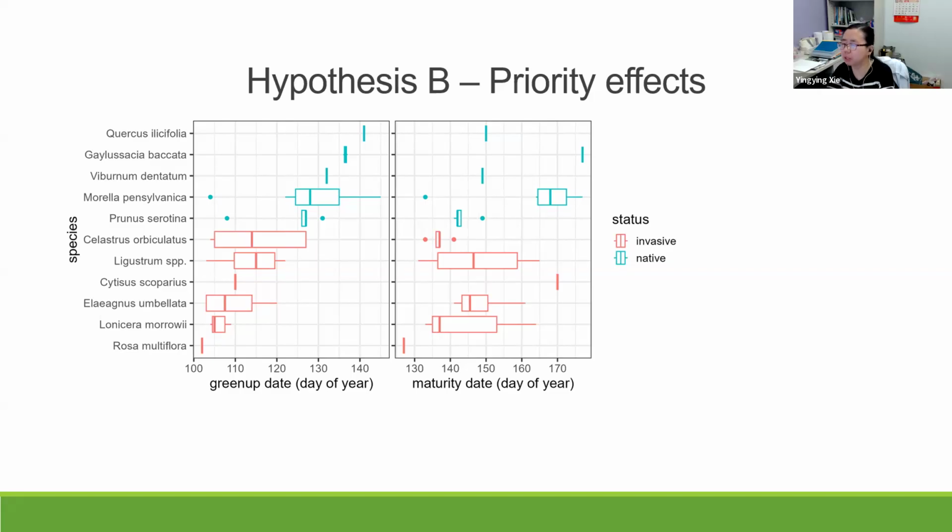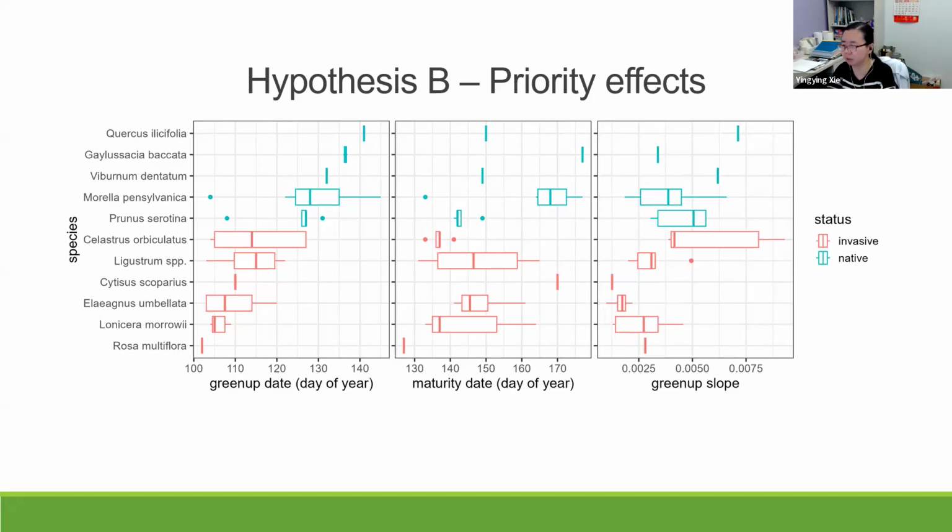Based on the green up and maturity dates, we can also calculate another metric, which shows how fast the greenness developed, which we call green up slope. A higher slope means they have a faster green up development. And here we can also compare how fast the green up is for invasive and native species.